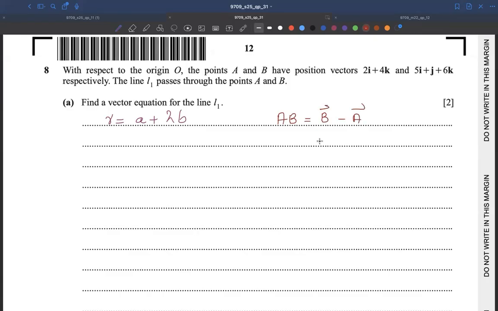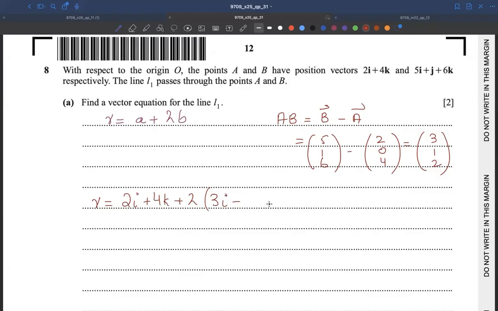So the vector B is 5, 1, and 6, and A is 2, 0, and 4. So the direction would be 5 minus 2, 3, 1, and 2. And as we have to find a vector equation, we'll write it in the vector form. We can use the point A, which is 2i plus 4k, plus lambda, and the direction will be 3i plus j plus 2k.